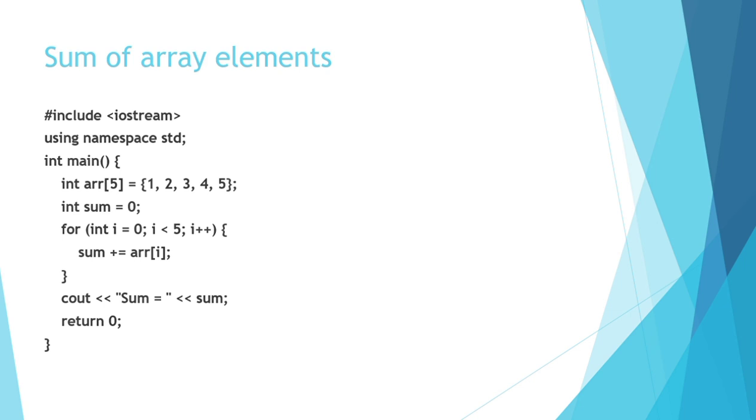Sum equals 0 plus arr[0], 1, equals 1. Sum equals 1 plus arr[1], 2, equals 3. Sum equals 3 plus arr[2], 3, equals 6. Sum equals 6 plus arr[3], 4, equals 10. Sum equals 10 plus arr[4], 5, equals 15. After the loop completes, sum holds the total sum of all elements in the array, which is 15. Finally, the cout statement prints sum equals 15 to the console, displaying the calculated sum.